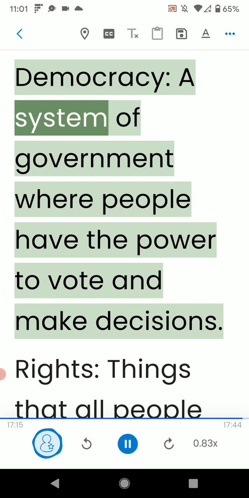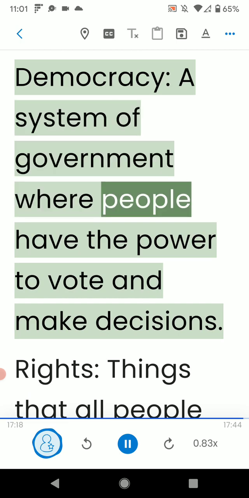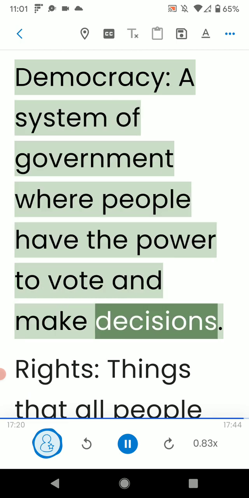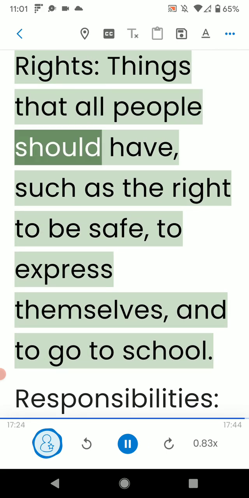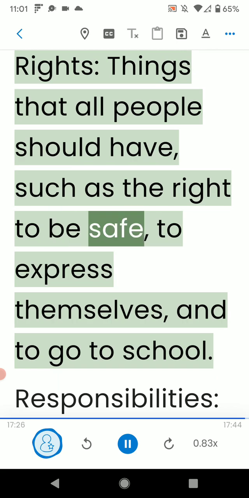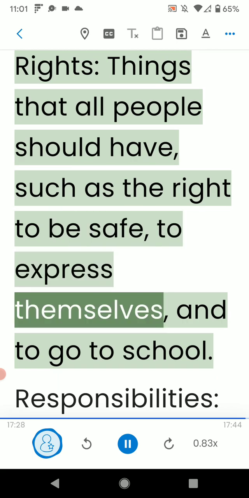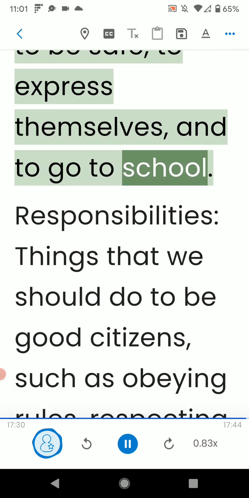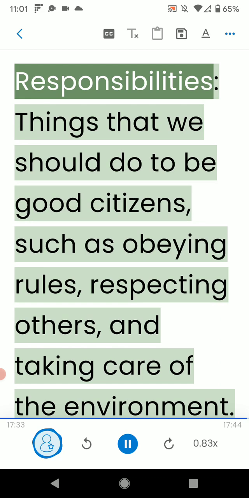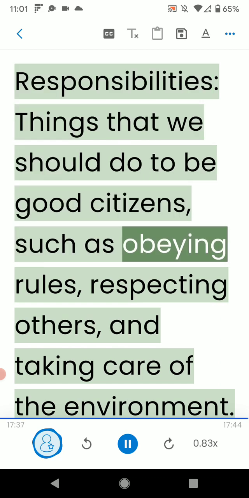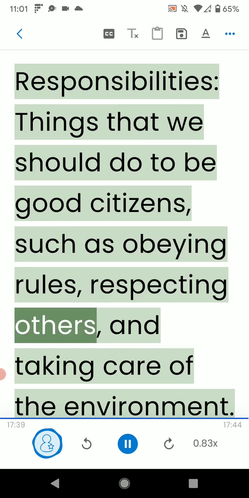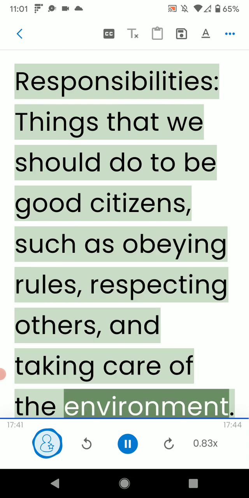Democracy, a system of government where people have the power to vote and make decisions. Rights, things that all people should have, such as the right to be safe, to express themselves, and to go to school. Responsibilities, things that we should do to be good citizens, such as obeying rules, respecting others, and taking care of the environment.